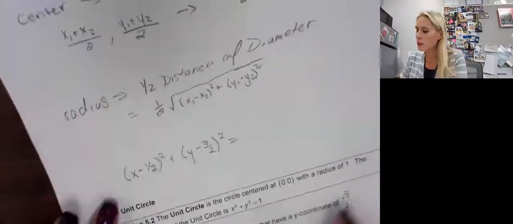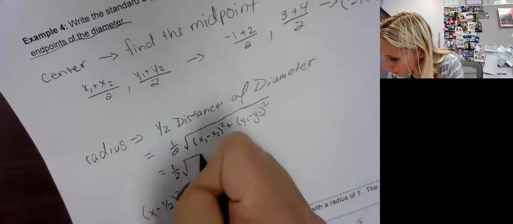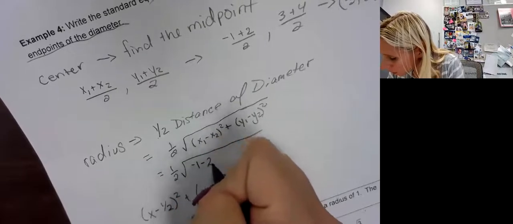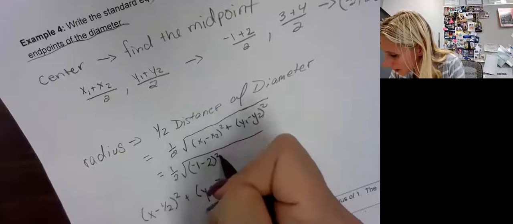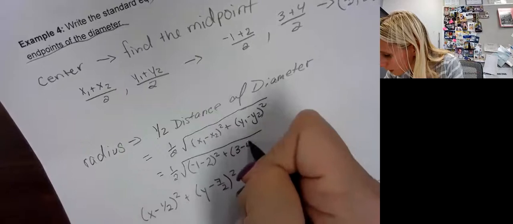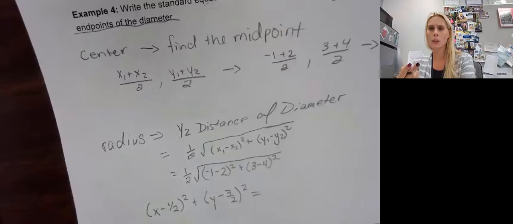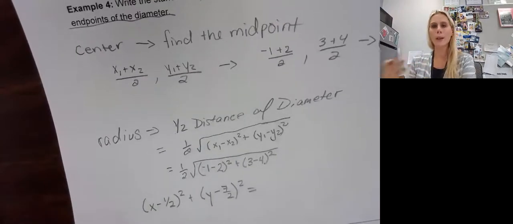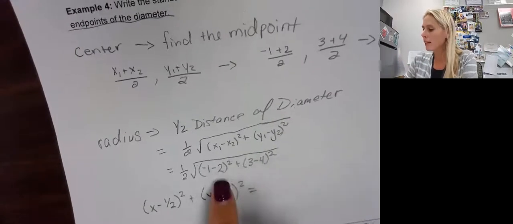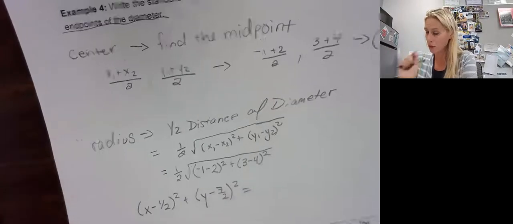So now let's plug in those numbers. Get 1/2 square root -1 minus 2 squared plus 3 minus 4 squared. Does everybody see why it doesn't matter if it's x1 or x2? Because since we're squaring it, no matter what, it's going to be positive. Most mistakes that people will make at this point is if we had a negative, they would forget to say minus negative. So be careful on those.